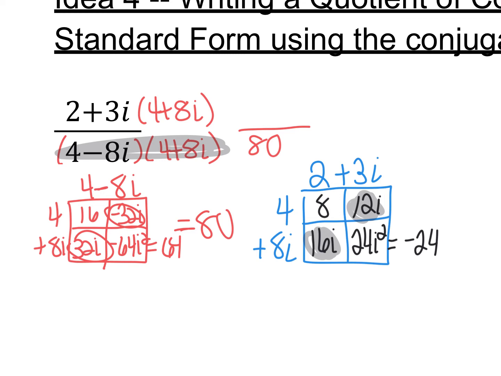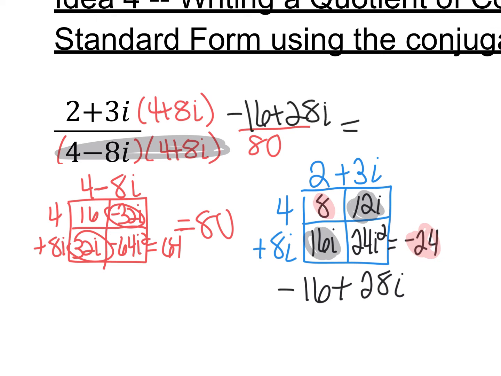So we are going to have our like terms that are our i's, and we are going to have our other ones here. We've got 8 and negative 24. So when we put those together, we end up at negative 16 plus 16 and 12 is 28i. So our numerator is going to be negative 16 plus 28i. In order to simplify that, we are just going to break it apart into two separate fractions. So we're going to have negative 16 over 80 plus, then we're going to have 28i over 80.